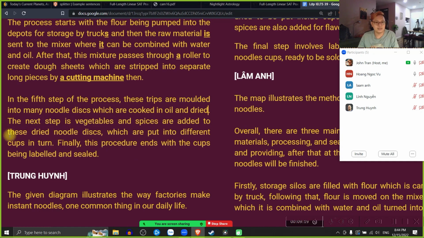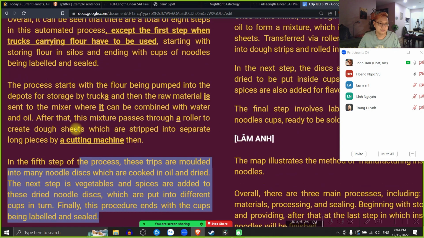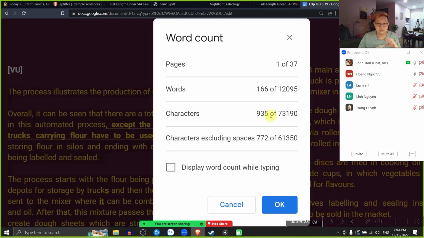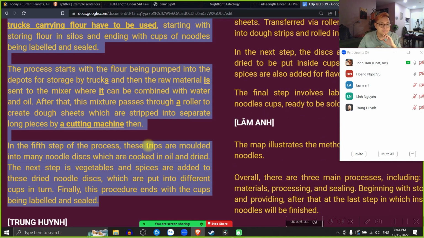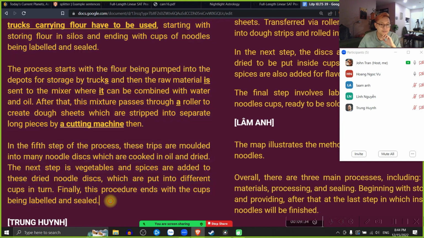So just end it here then. Cooked in oil and dried. Nó chỉ cần vậy thôi. Actually, I just wrote like this, but yeah, đúng rồi. Lúc đầu là nó không có đủ chữ nên em cố nhét vô. You didn't have enough words, did you? Yeah.